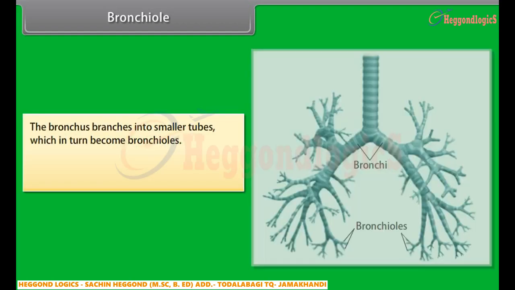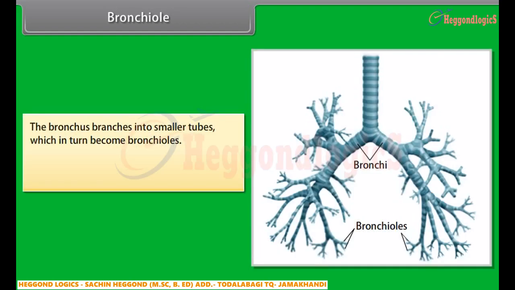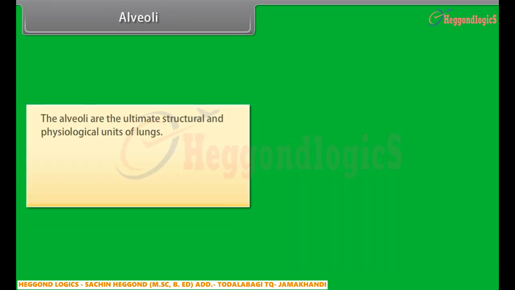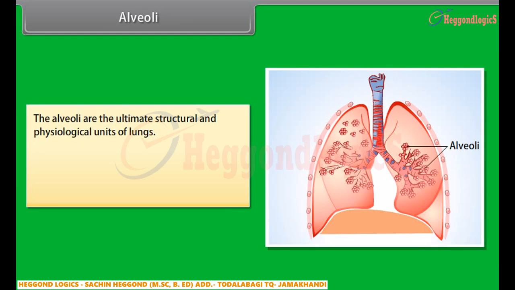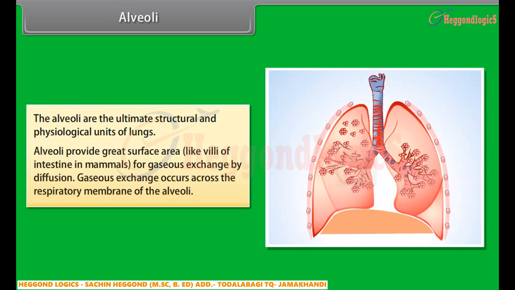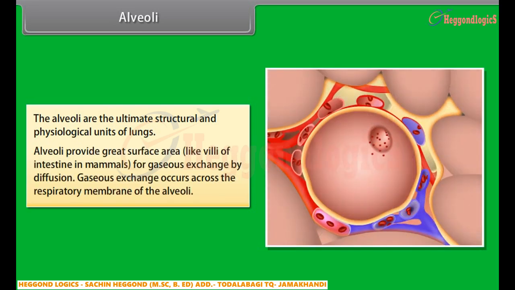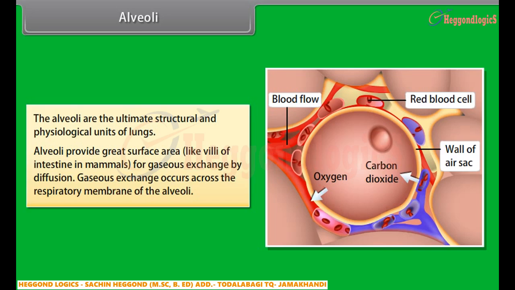into the lungs. Bronchiole. The bronchus branches into smaller tubes, which in turn become bronchioles. No gas exchange takes place in this part of the lungs. Alveoli. The alveoli are the ultimate structural and physiological units of lungs. Alveoli provide great surface area, like villi of intestine in mammals, for gaseous exchange by diffusion. Gaseous exchange occurs across the respiratory membrane of the alveoli.